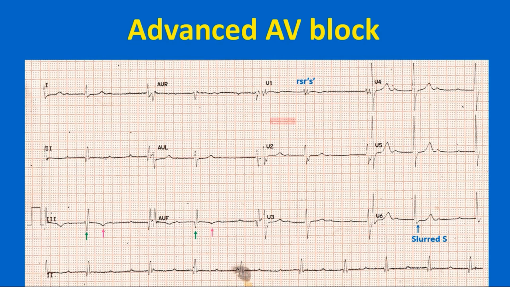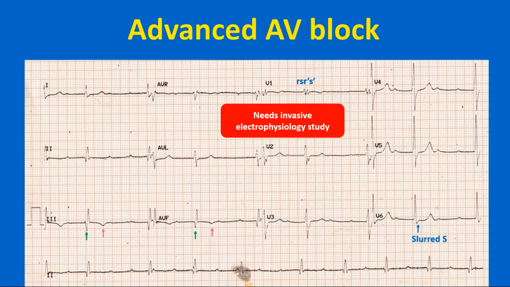Q waves and T inversions are noted in inferior leads. In the setting of inferior wall infarction, as evidenced by Q and T inversion in inferior leads, though suprahisian type of block, that is type 1 block, is more likely, presence of RBBB would indicate a type 2 AV block. Intracardiac electrophysiology study is needed in this case to delineate the exact mechanism of block.